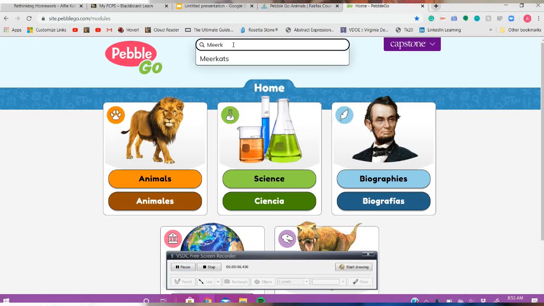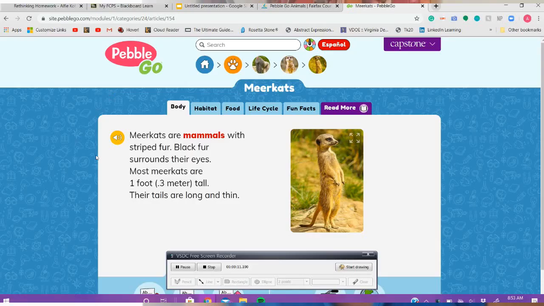Okay, so I'm looking at our first question here, and the first question is, what kind of shelter do they have? Shelter is the same thing as a home, so what kind of home do they live in? When I'm looking at the tabs, let's read through all the tabs together. Body, habitat, food, life cycle, and fun facts. You're going to want to read through all those topics, those tabs that are the same thing as topics, and try to decide which one you think your answer to your question will be under.